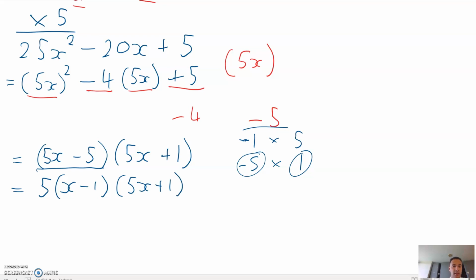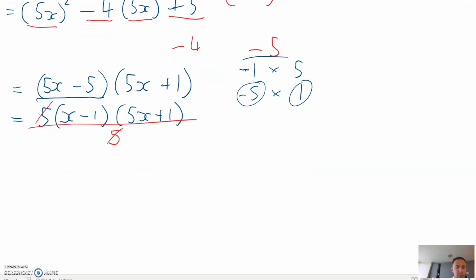Now, we're almost done. You remember right at the start we times everything by 5. So now we're going to have to divide by 5. Which just cancels out our 5. And we're finally left with our quadratic is x minus 1 times 5x plus 1. So, we have successfully factorized our quadratic. There's quite a lot to those steps, so what I'll do is I will give you a practice question and then we can do it together.